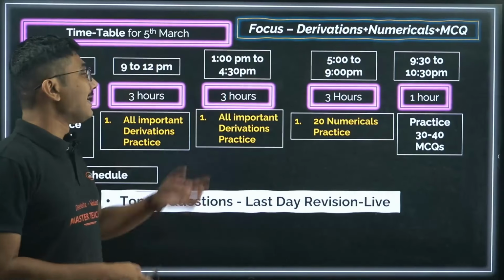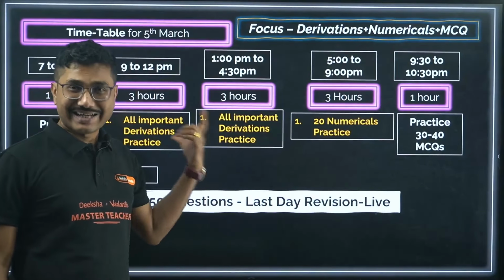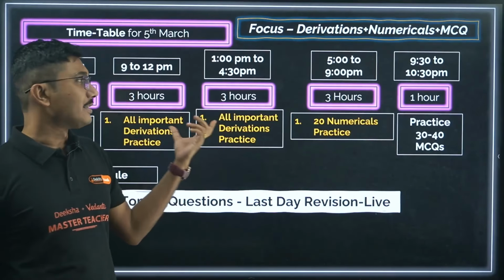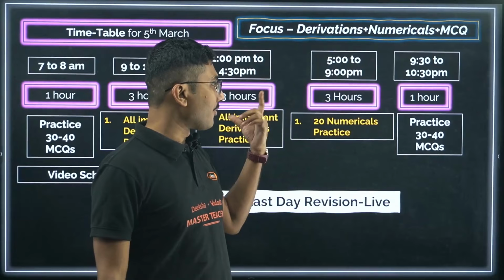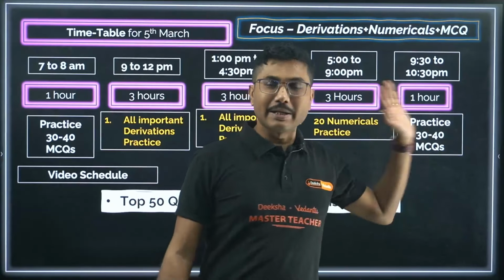Once it is done, next from 1 p.m. to 4:30 p.m. you have to practice all derivations again. Remaining derivations, some you practice in the first half, some in the second half. And from 5 to 9 p.m., 4 hours, not 5 hours, you practice 20 numericals. And then before going to bed, again practice MCQs.